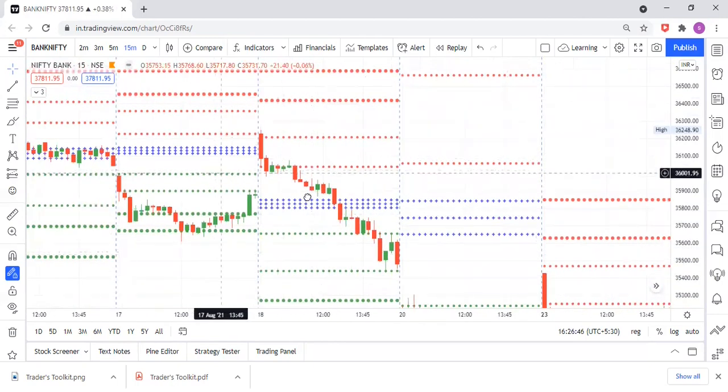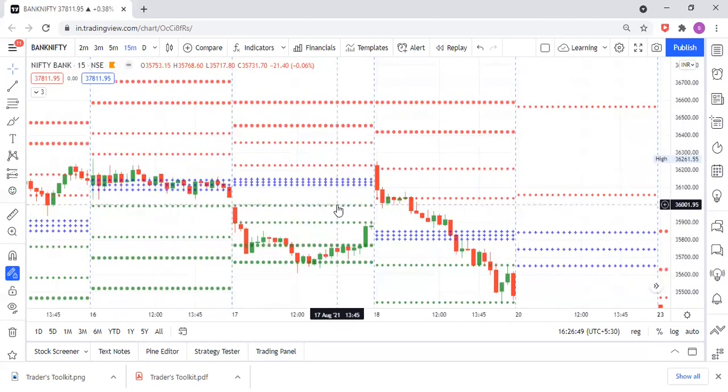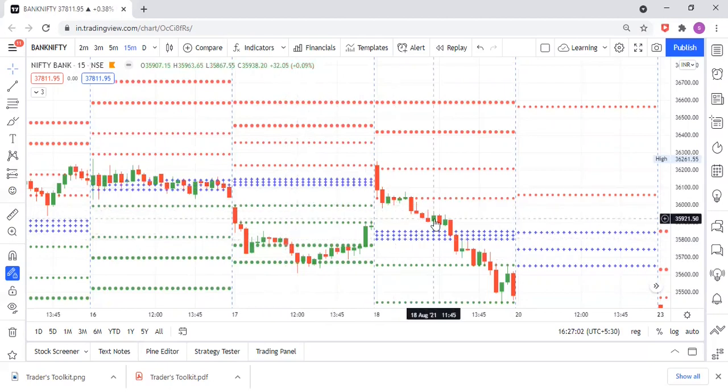And there is also one more consensus that I want to tell you. If the CPR is narrow, but it is not a trending day, then there is a very high probability that the very next day will be a trending day. I repeat, if the CPR is narrow, but today you didn't find a trending day, then it is very likely that the very next day will be a trending day.